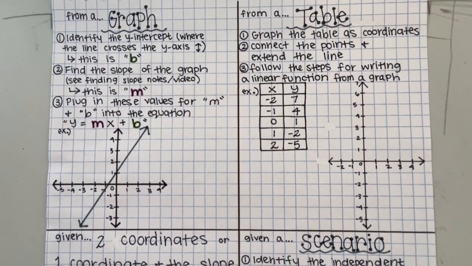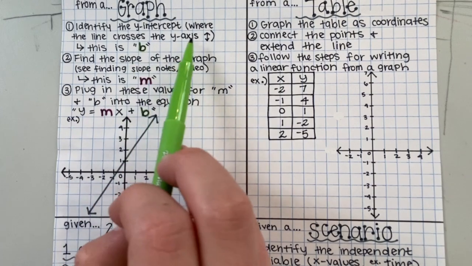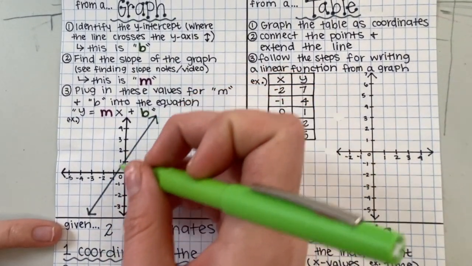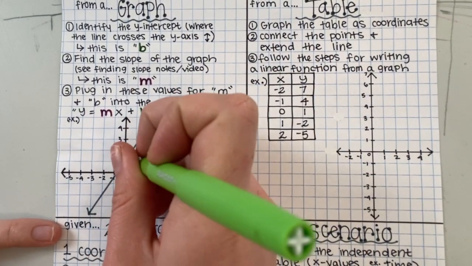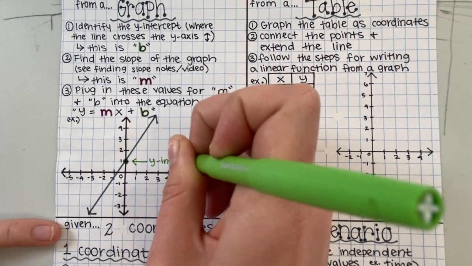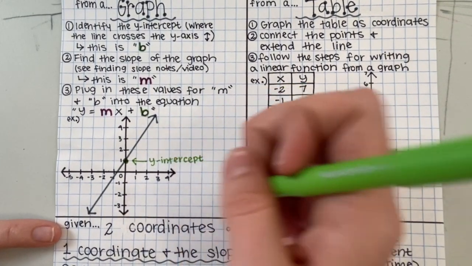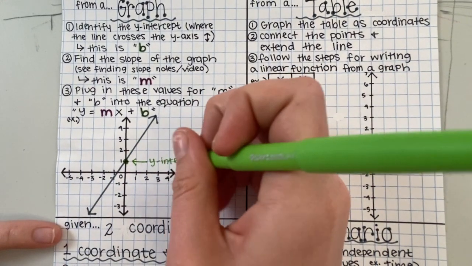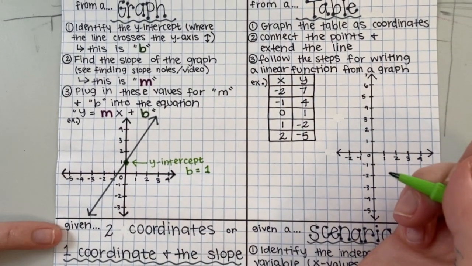So when I'm looking at my graph, I'm going to ask myself, okay, where does the line cross the y-axis? So if I'm looking at this line, I'm looking for the point at which it crosses the y-axis. Where that happens, that is my y-intercept. So in this example, my y-intercept is 1. So in this case, b, which is my letter for my y-intercept, equals 1.